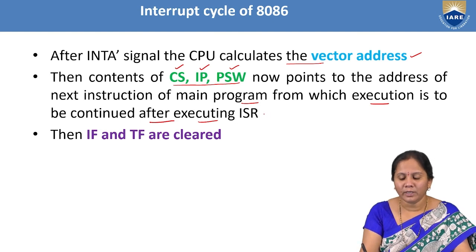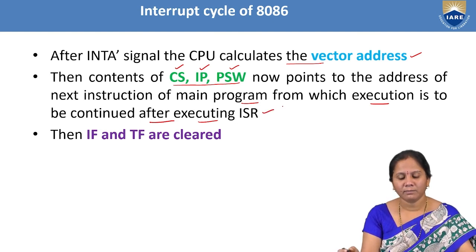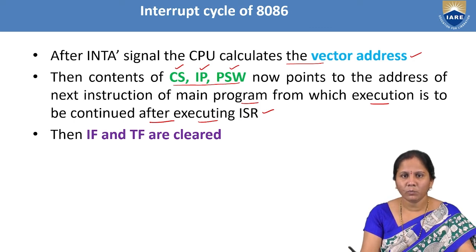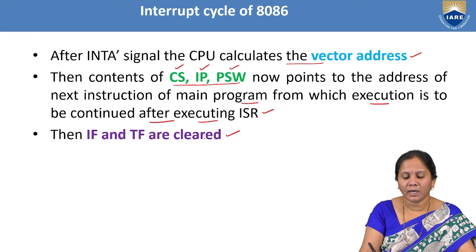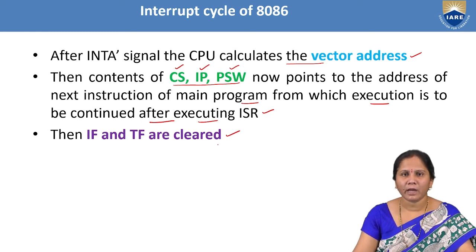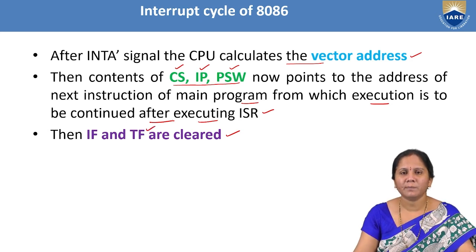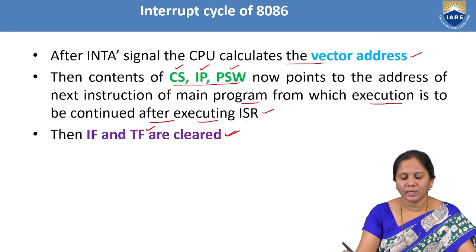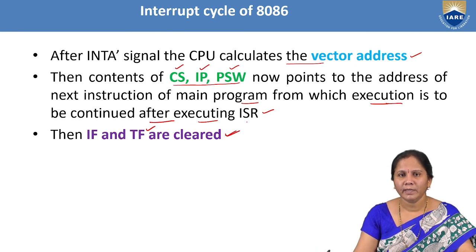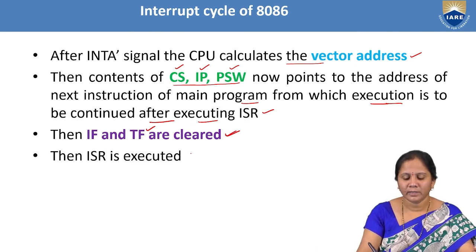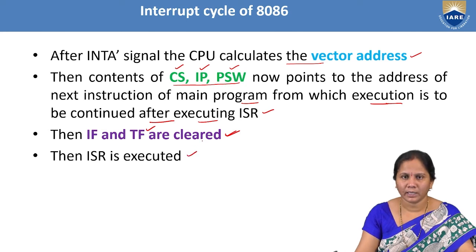Now, before executing the ISR, the IF and TF are cleared. IF means interrupt flag, which says the status of the interrupt, and TF represents the trap flag, which represents single step execution. So the interrupt flag and trap flag bits will be cleared. Then it is going to execute the ISR.